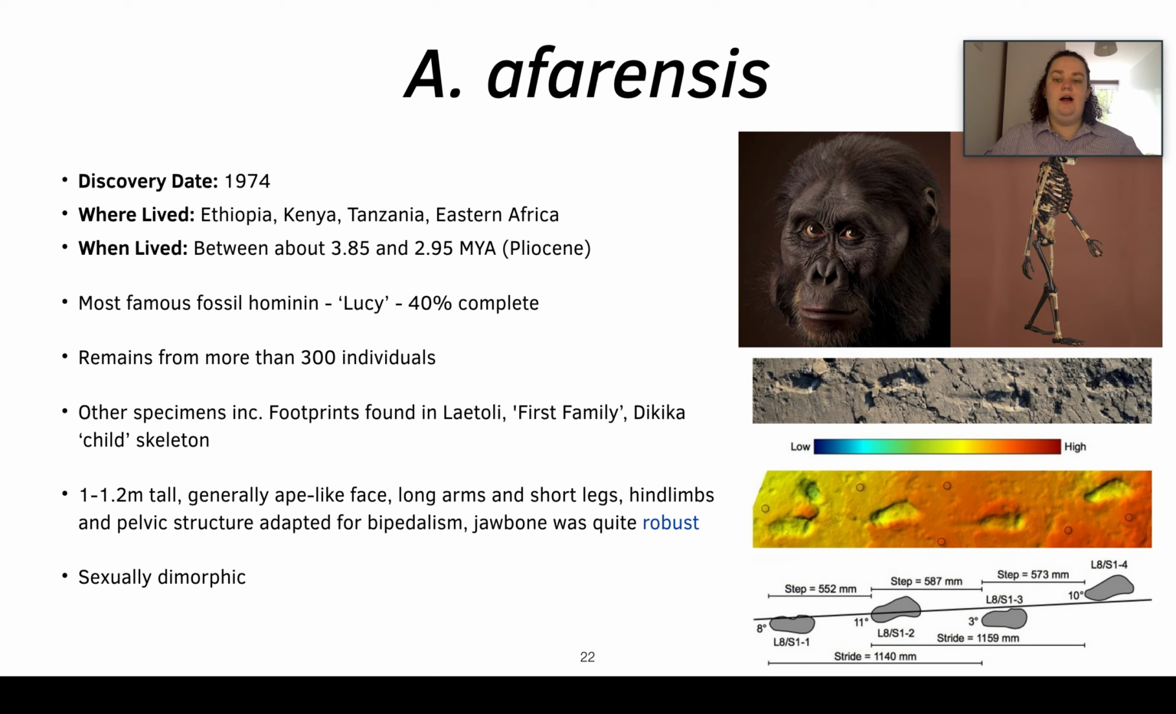And so Australopithecus afarensis was discovered in 1974, and they've been found in Ethiopia, Kenya, Tanzania, and Eastern Africa. Well, primarily in Eastern Africa, because those countries are in Eastern Africa. And it's thought that they lived between 3.85 to 2.95 million years ago during the Pliocene. And we have enough remains from this species to composite 300 individuals, which is amazing.